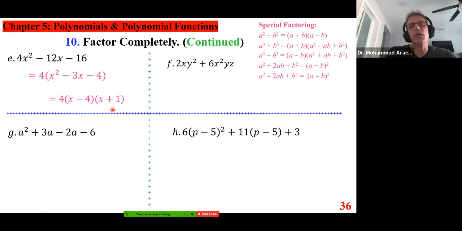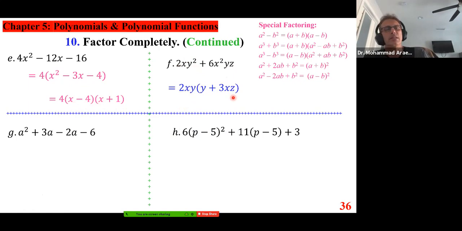We continue with the same thoughts. Step 1, GCF. 2 is in common, x is in common, y squared and y is in common. I hope you see that. And you divide this one by the first one, gives you y. Divide this one by the common factor, gives you 3x z, and there's nothing we can do to further simplify this.